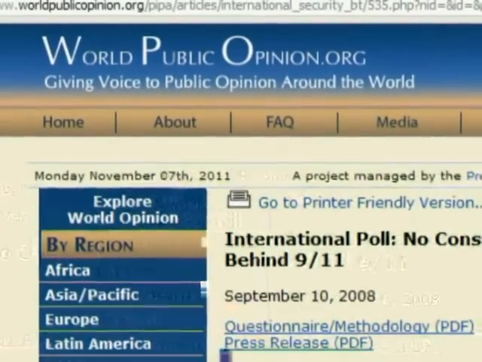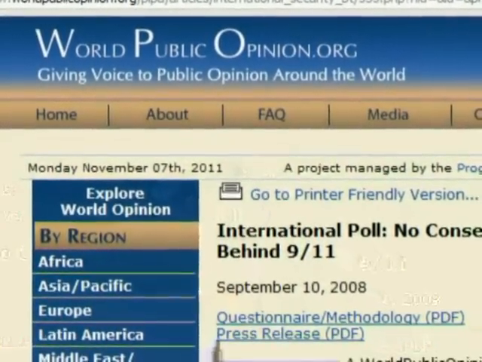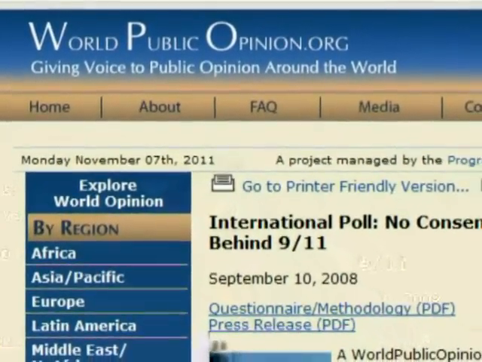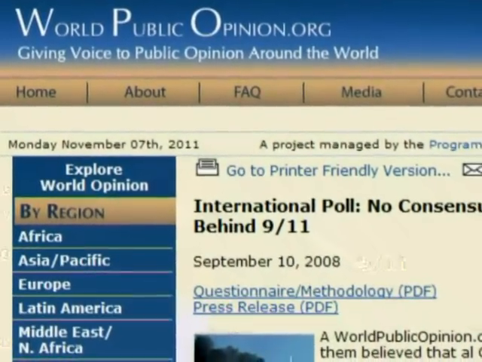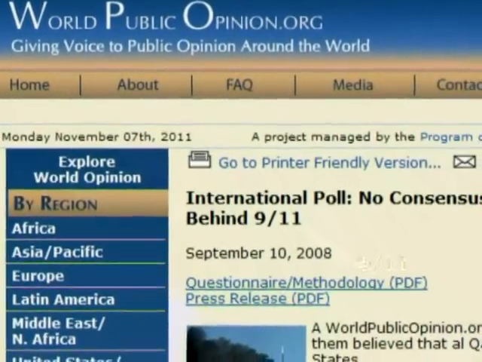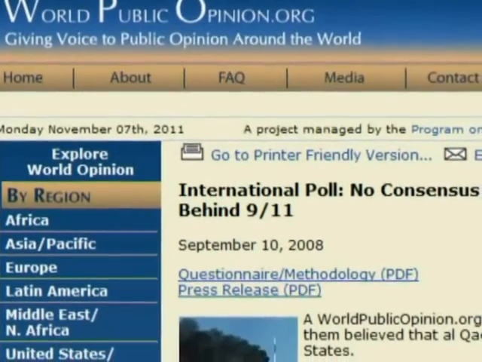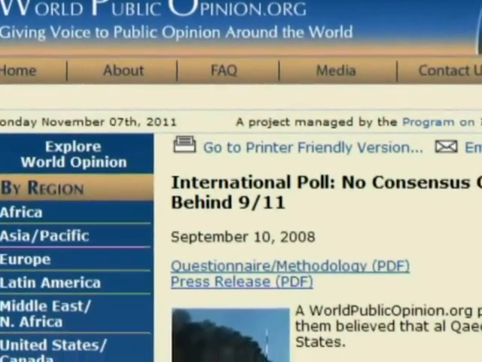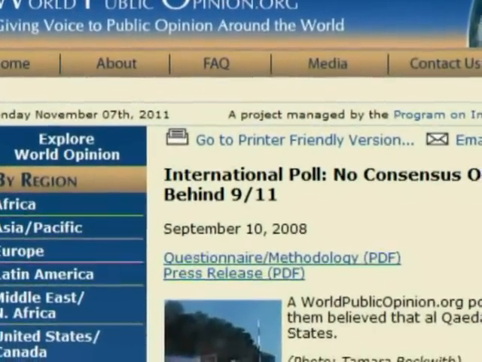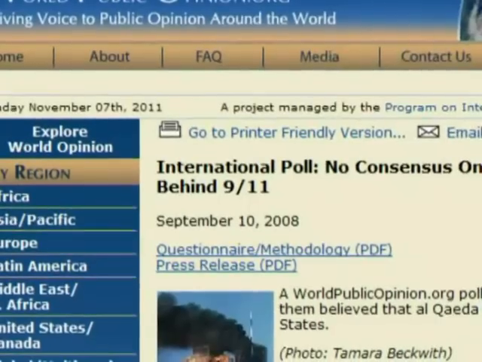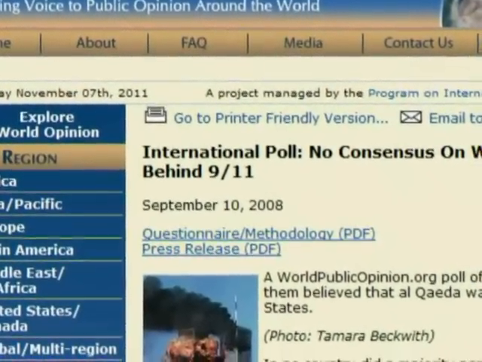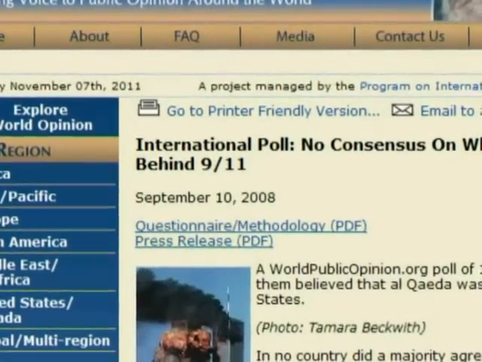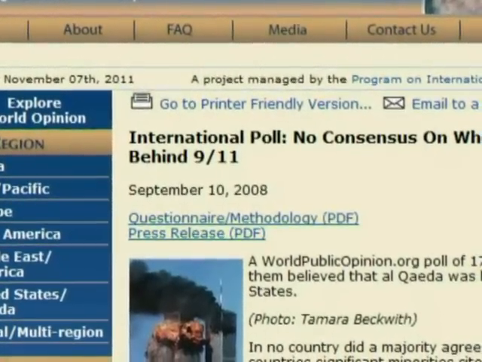In 2008, a 17-country international poll on the topic of who was responsible for the attacks of 9/11 shows a lack of consensus. Those believing 9/11 was carried out by Al-Qaeda include just 57% of British, 16% of Egyptians, 32% of Chinese, 11% of Jordanians, 57% of Russians, 33% of Mexicans, and 23% of Indonesians.